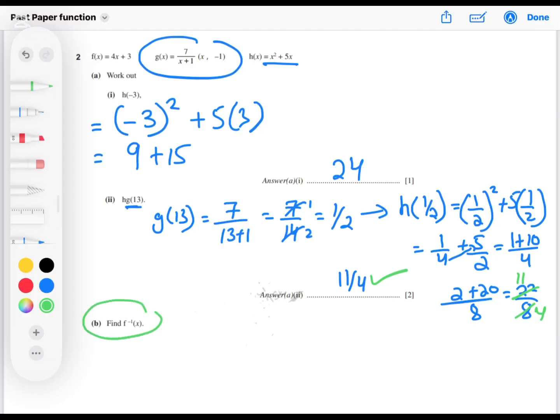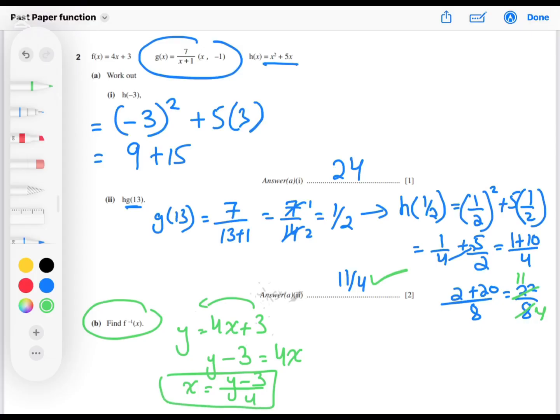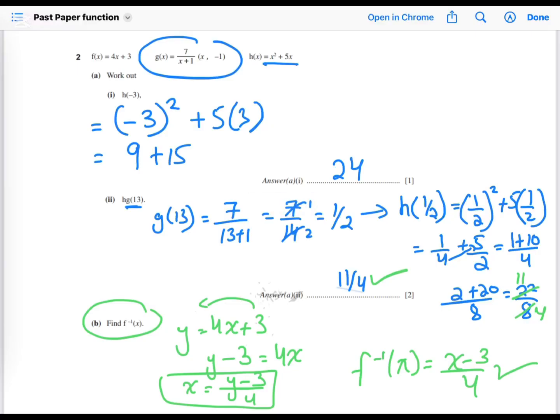Again we have to find the inverse. So y is equal to 4x plus 3. First we let the function be y, then we have to make x the subject. The 3 goes to the other side: y minus 3 equals 4x. The 4 will be divided when we move it to the other side. So x is equal to (y minus 3) upon 4. So we will write the answer like this: f inverse of x is equal to (x minus 3) divided by 4. This will be our final answer. So we have done this.